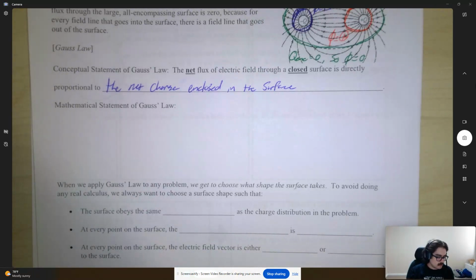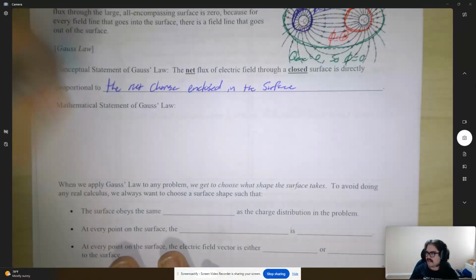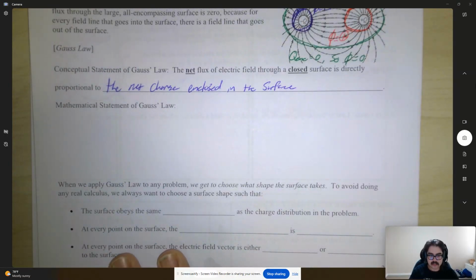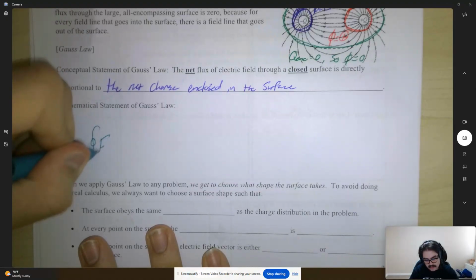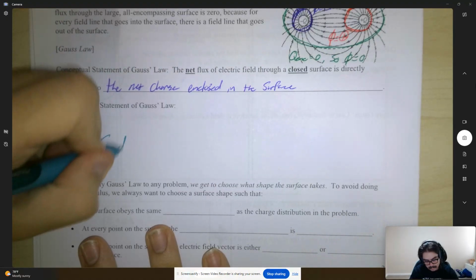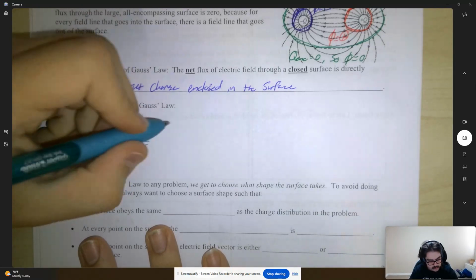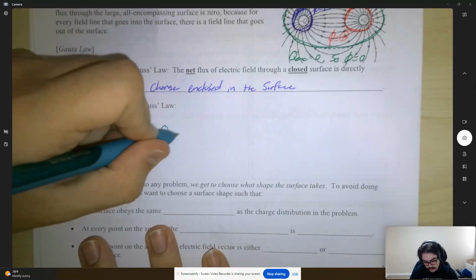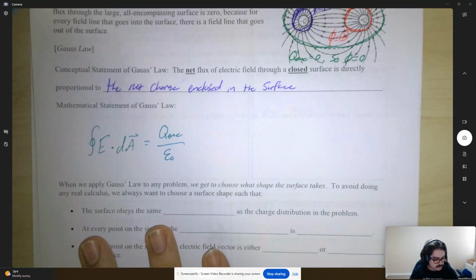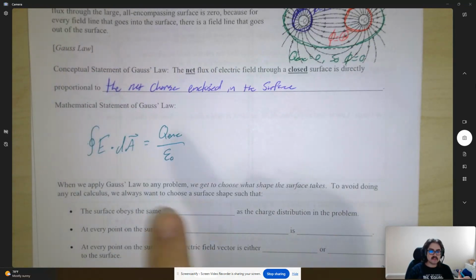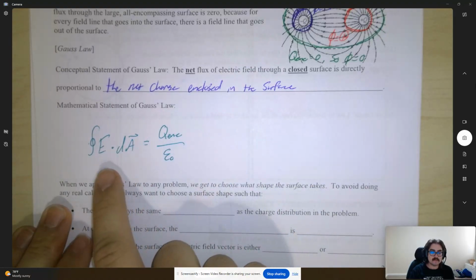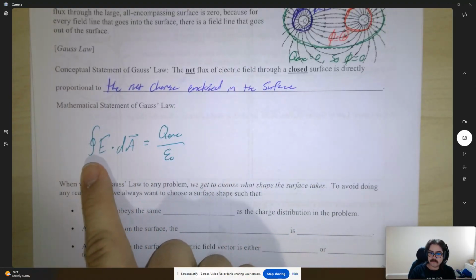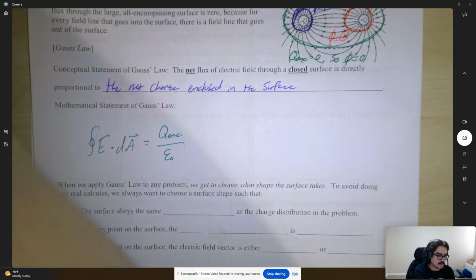To give you the mathematical statement, which I believe is on your formula sheet, it is the surface integral of E dot dA equal to Q enclosed over epsilon naught. This is the easiest statement, because we don't even have to do any real calculus if we set the surface integral up correctly, and I'm going to show you how we set it up in the next section.